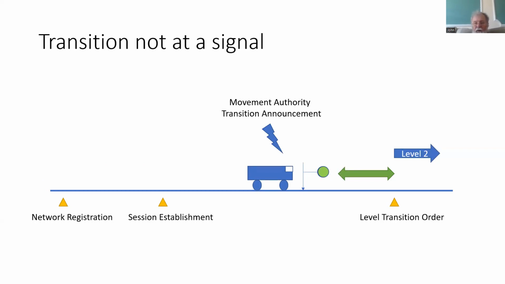Now, in this example, the acknowledgement for the level transition order is some distance after the signal. But if the level transition is quite close and you have a standard 20-second or so running time acknowledgement window, then it may mean as soon as the signal clears, the movement authority and transition announcement are issued, that the driver is asked to acknowledge the transition even before he or she starts away from the signal.